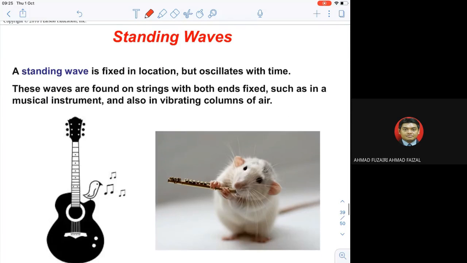Okay, so I think we should break for one more minute before we continue with the standing wave. Or can we just do half a minute, half a minute.